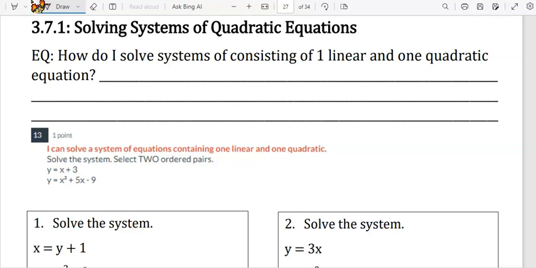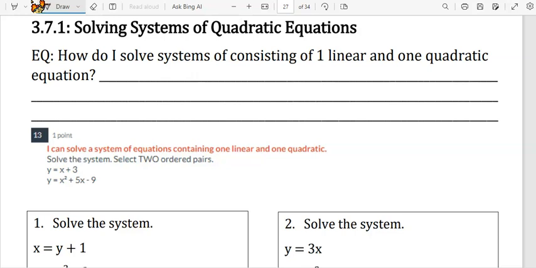3.7.1 Solving systems of quadratic equations. The essential question is, how do I solve systems consisting of one linear and one quadratic equation? Let's look at the example. The skill is, I can solve a system of equations containing one linear and one quadratic.